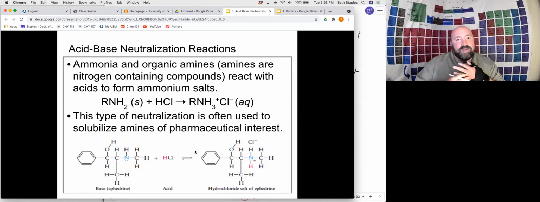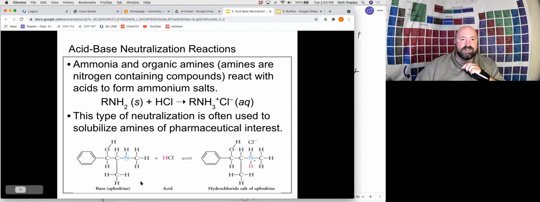Another type of acid-base reaction involves ammonia. So any type of ammonia product, that contains something like NH2 and something else connected to it, and organic amines, those will react with acids to form what we call ammonium salts. And we can see that better down here.